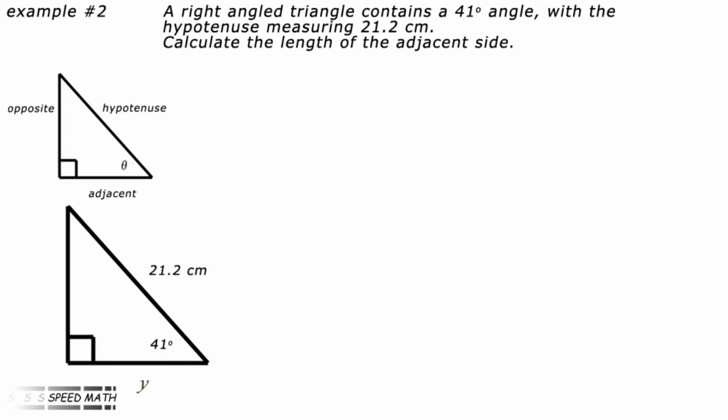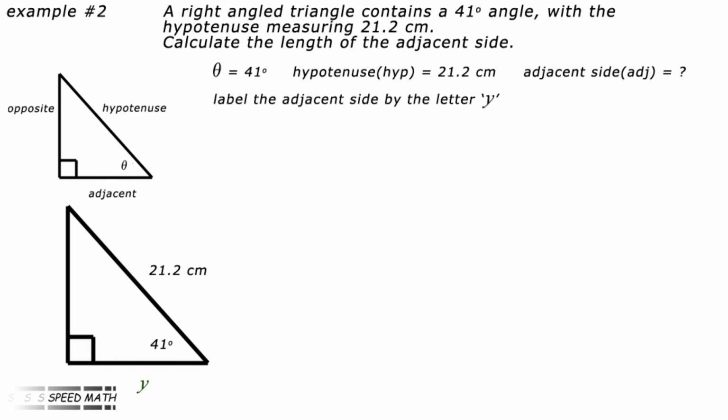Now let's look at the second type. Here you are given the angle and the hypotenuse and required to work out the adjacent side. Example 2. A right-angled triangle contains a 41-degree angle with a hypotenuse measuring 21.2 centimeters. Calculate the length of the adjacent side. First, our diagrams and information. Theta equals 41 degrees, hypotenuse equals 21.2 centimeters. Let the adjacent side equal y centimeters, and remind ourselves that the answer is to 2 decimal places.